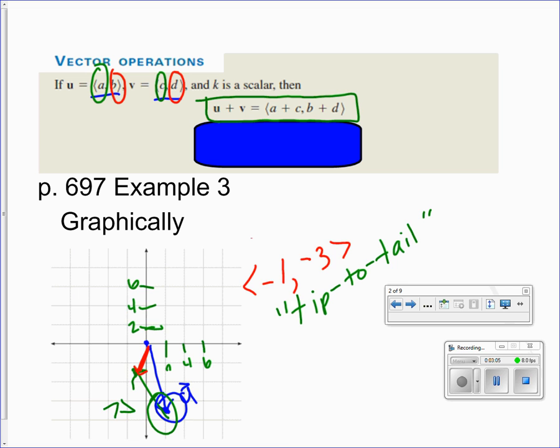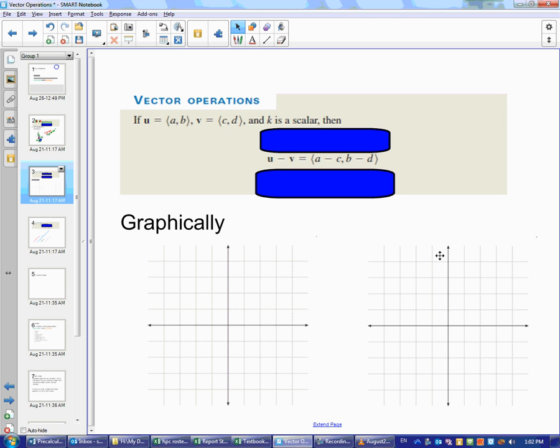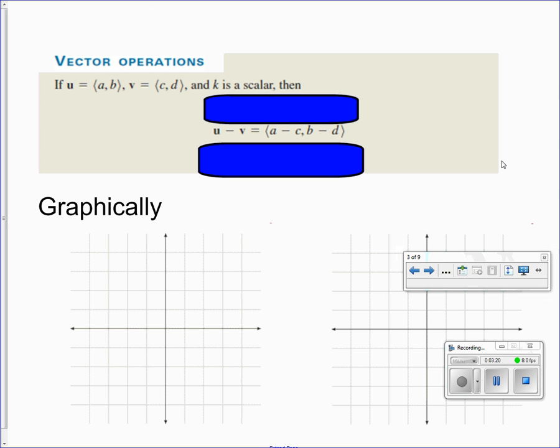Next, we're going to talk about subtracting. So let's suppose we're going to use the same example. Vector u is AB, vector v is CD. Now, we're going to subtract A minus C, B minus D. We're going to do the same example as before, subtracting.